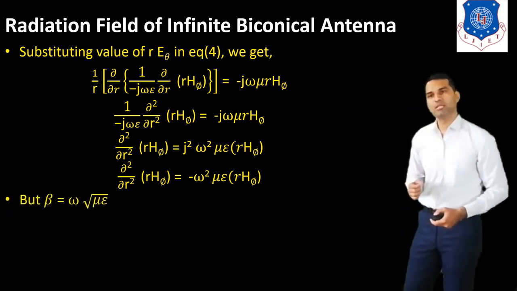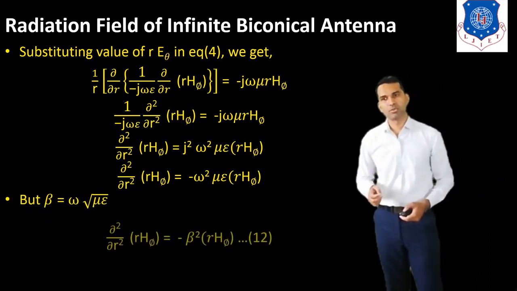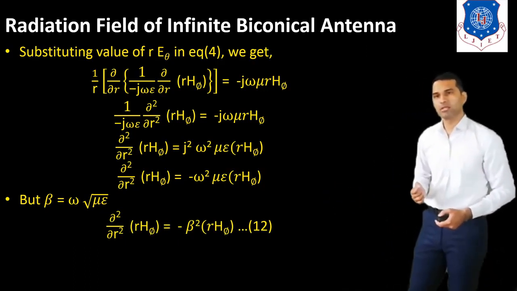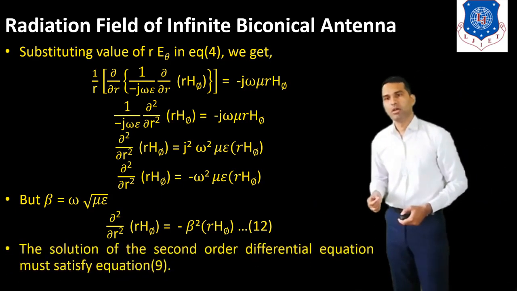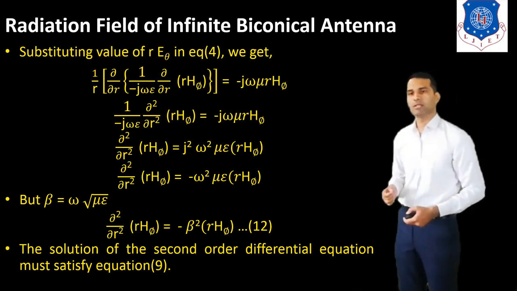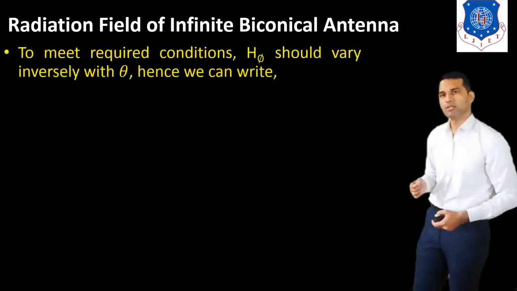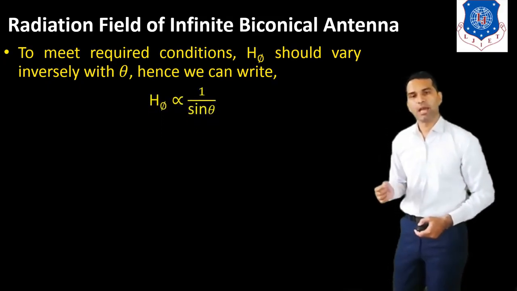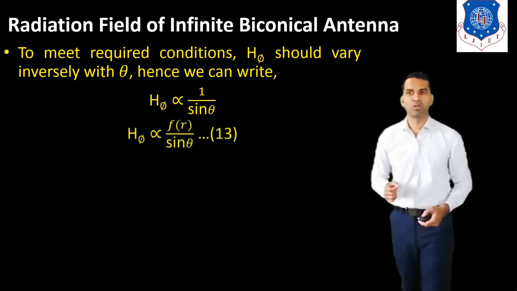But we know that beta is equal to omega root mu into epsilon. So we get this equation as del square by del r square of (r H phi) is equal to minus beta square r H phi. The solution of the second order differential equation must satisfy equation 9. To meet the required condition, H phi should vary inversely with theta. Hence, we can write H phi is proportional to 1 upon sin theta.